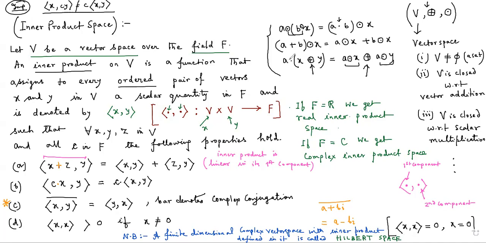So the diagram will look like this. For example, if this is my vector space V, then this is my inner product space. Let's denote this by I, and this becomes your Hilbert space H.